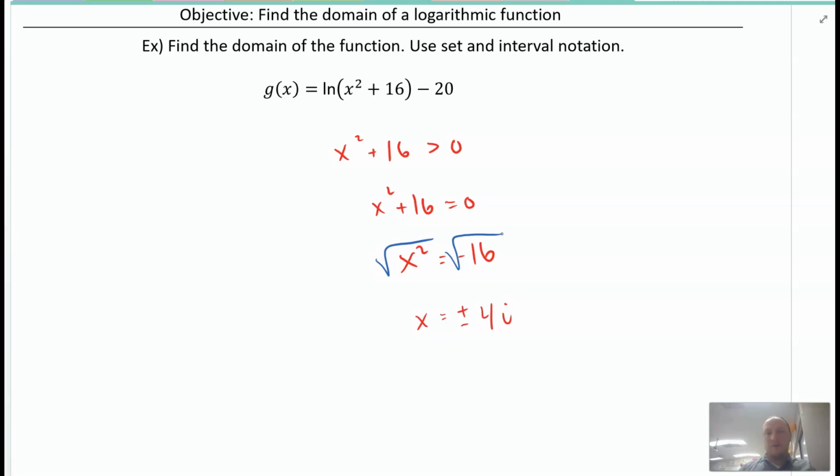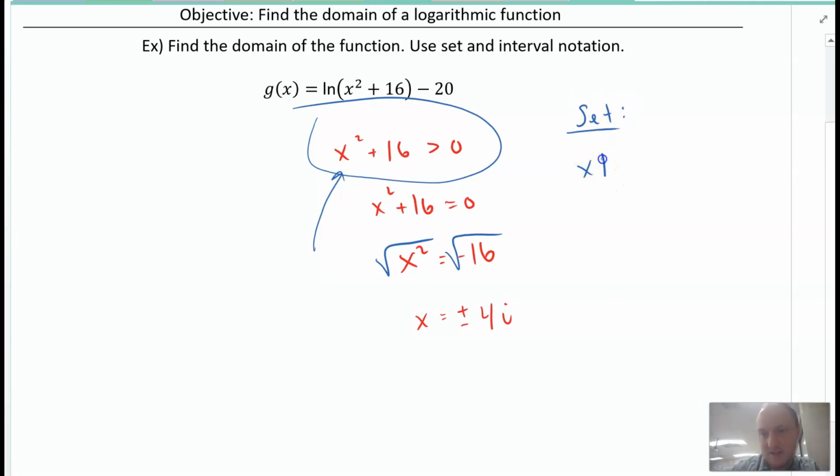And you can think about it too, think about this expression here, x squared plus 16 is greater than 0. Isn't that expression always greater than 0? If I plug anything into x, this is always going to be positive. So positive plus a positive is positive. So we're good. So what is our domain? Well, in set notation, it's all real values. So x such that negative infinity is less than x, which is less than infinity. And in interval notation, negative infinity to infinity.